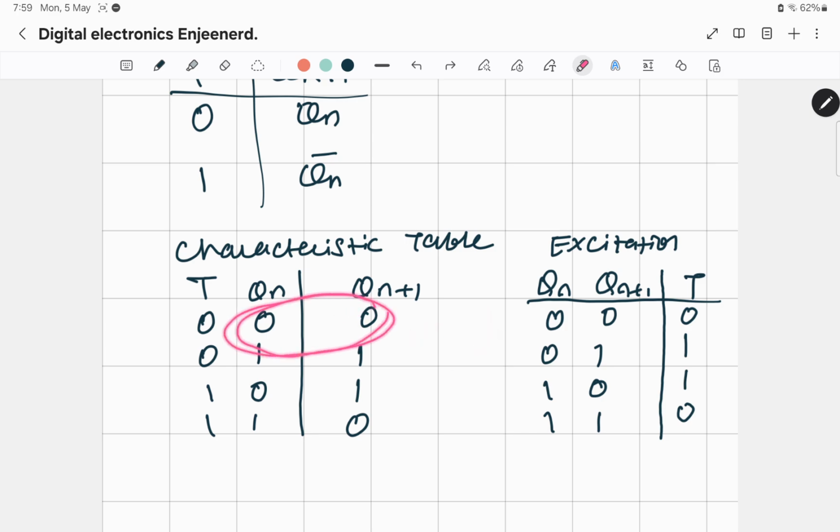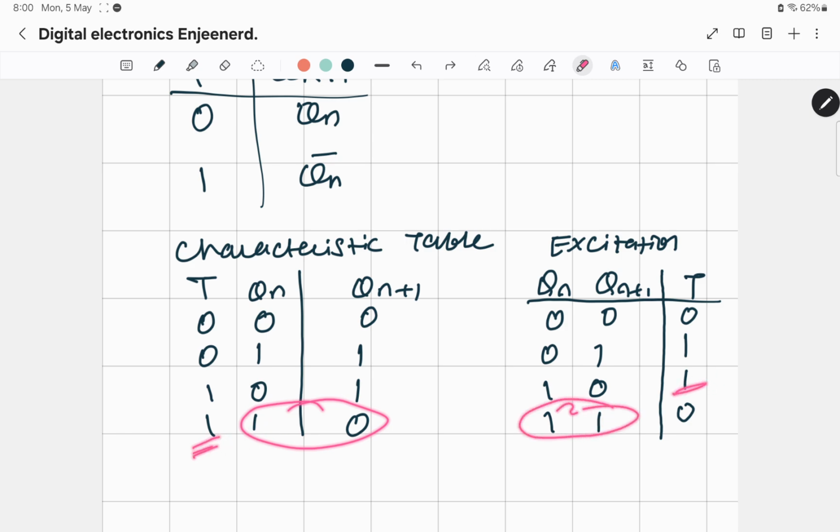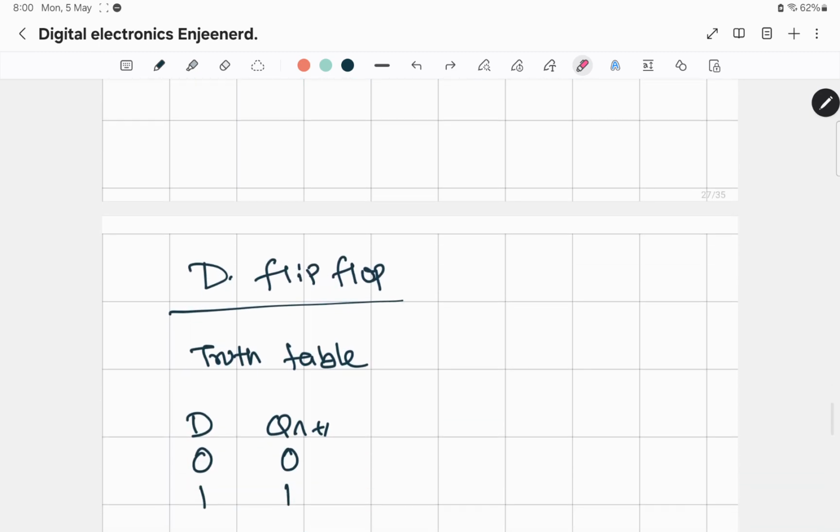Now from this we have to find out the excitation table. So for 0 0, my excitation is 0. For 0 1, my excitation is 1. For 1 0, excitation is 1. And for 1 1, my excitation is 0. So this is how we write the excitation table from the characteristic table.